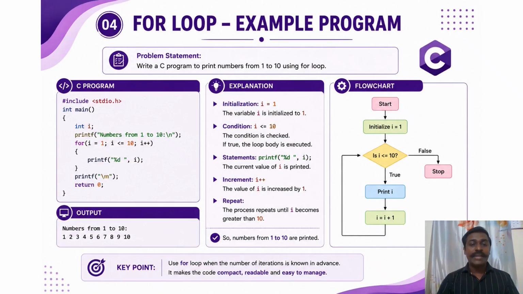Then after that it will increment i by 1, that is i plus plus. So now it will be 2. Then it will check the condition, and the condition is also true. Then again it will print i, that is 2. And this will be done up to 10. Then it will increment i by 1, so now it will be 11, and it will check whether i is less than or equal to 10. When the condition is false, it goes beyond this block of code and prints a new line. Then it will return 0 and the program will end.